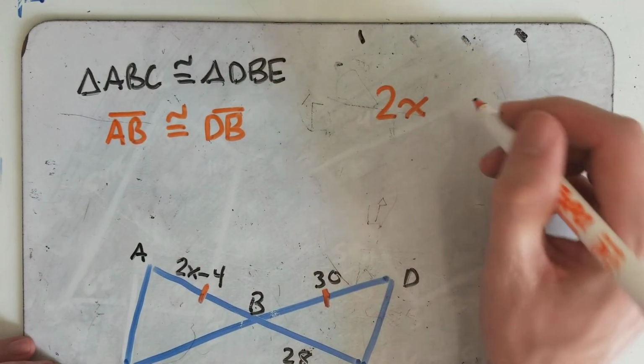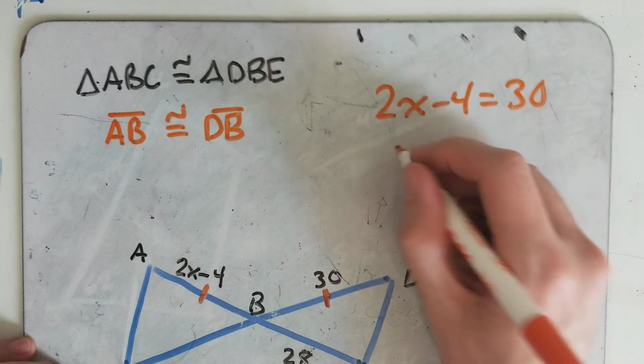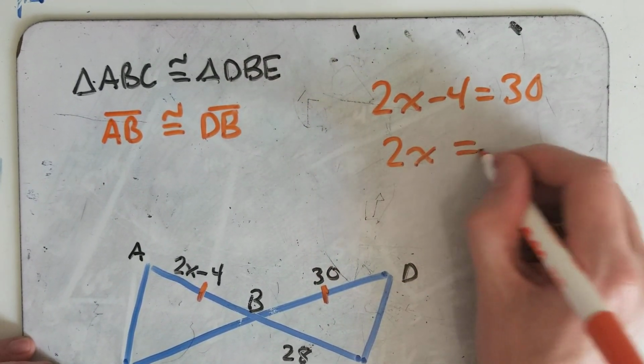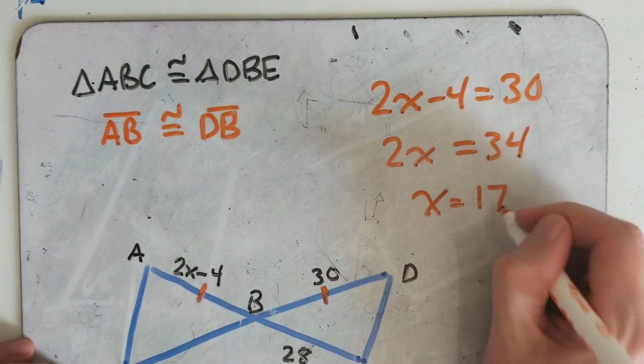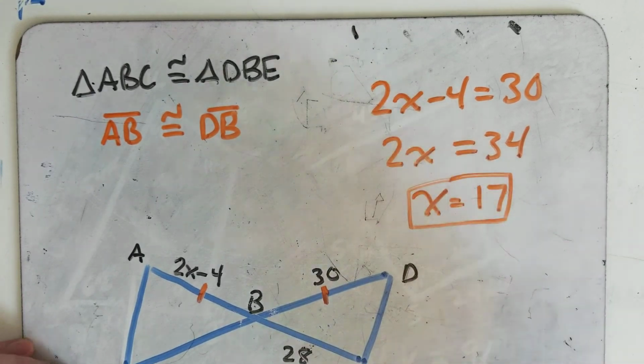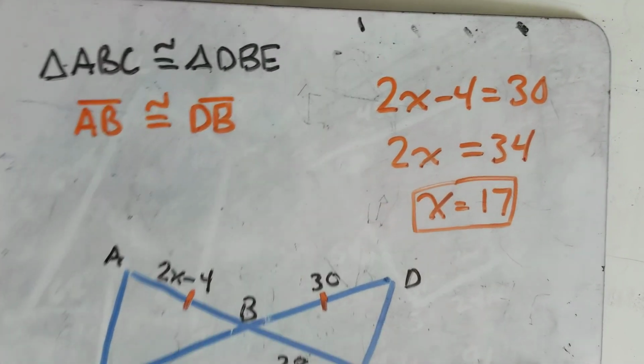So we can say 2x minus 4 is equal to 30. So 2x is going to be equal to 34 when you add 4 to both sides. So x should equal 17. And just like that, we're all done. All right, now on to our last one. We have this figure drawn.